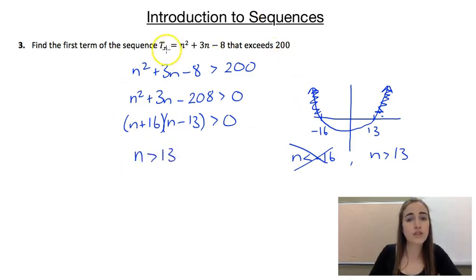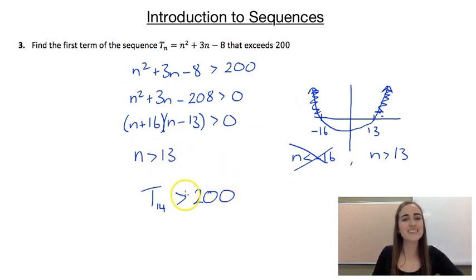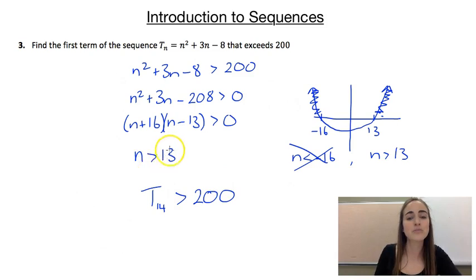So if we looked at the 13th term, that would be exactly 200, but we want when it exceeds 200, so that means we have to go to the next term, which would be the 14th. So the 14th term is greater than 200. You can always double check those as well. So if you plugged 13 into here, you can double check that it gives you 200 and that the next term along, the 14th term, is the first number over that.